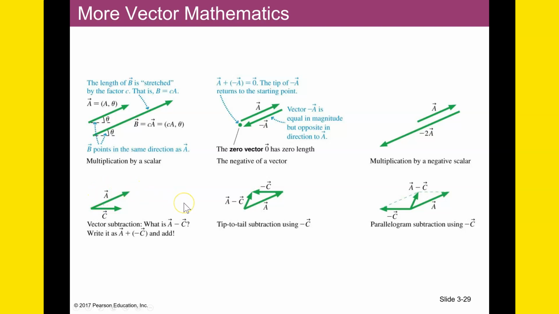So it's just like addition, but instead of thinking of it as subtraction, think of it as adding the opposite.